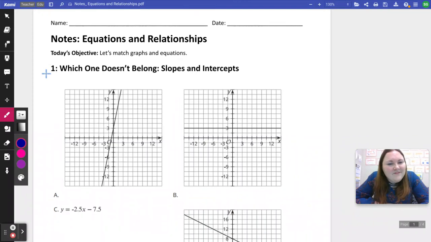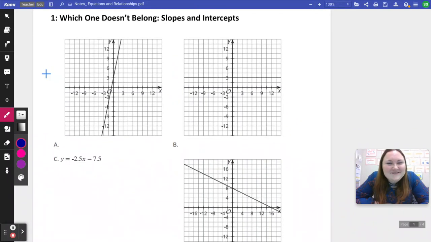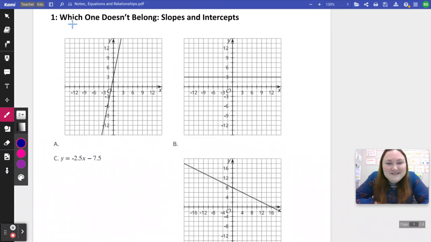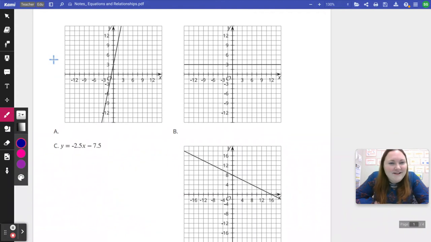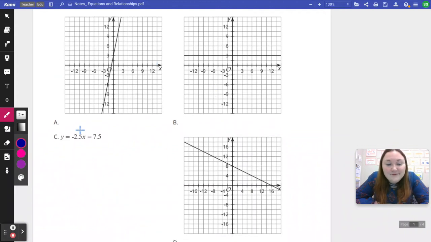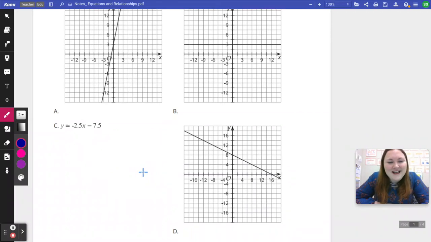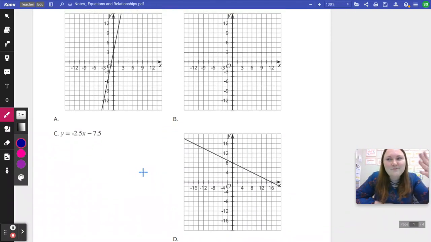The warm-up for this lesson is one of these activities. We've done these before: which one doesn't belong. So there are 4 linear relationships down here, and your goal is to pick one and make an argument for why it doesn't belong with the others. If you remember from when we've done these in the past, there is no one correct answer, so you could choose any of these 4. The focus is really on, can you make that argument and explain why it's different from the others?